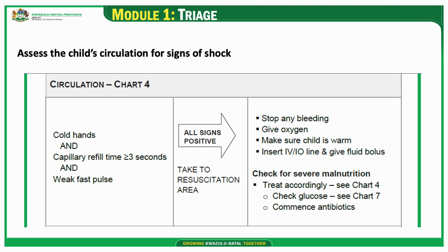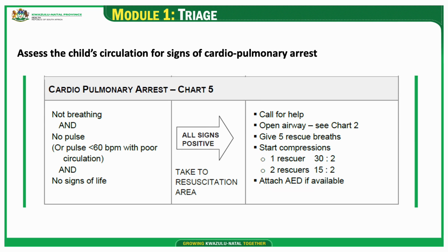Once we take the child to the resuscitation area, we would stop any bleeding, give oxygen, make sure the child is warm, and insert an IV or intraosseous line and give a fluid bolus. It is important to check for severe malnutrition and treat accordingly. This will be seen on Chart 4. We need to check the glucose, and as we do not know whether or not this child may have a severe infection causing shock, we would commence antibiotics.